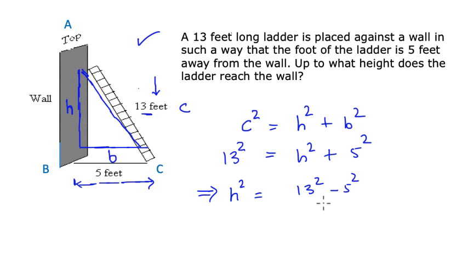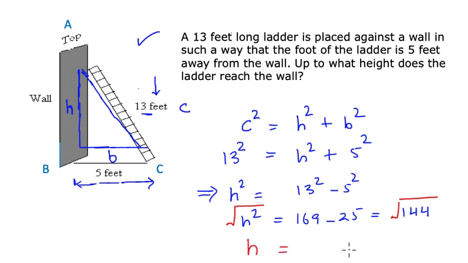So let us solve this squaring and subtraction. 13 square is equal to 169 and 5 square is equal to 25. So this gives you 144, correct? So h square is equal to 144. Now if you take a square root on both sides, h is equal to the square root of 144, which will be 12 feet.